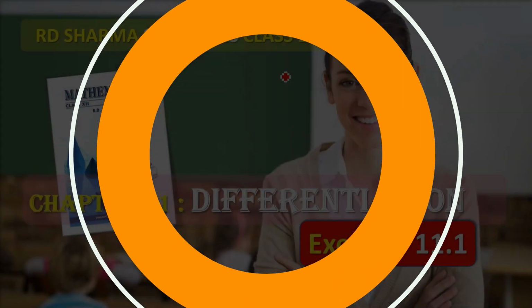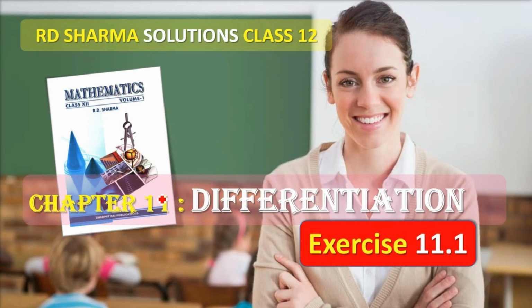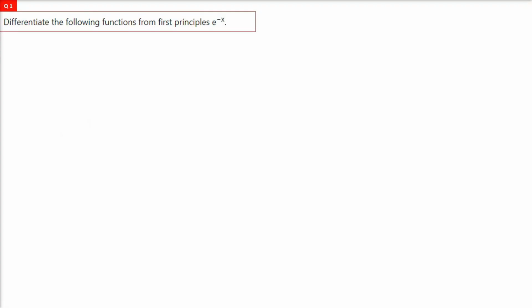This is R.D. Sharma solution, class 12, chapter 11, Differentiation. We are taking exercise 11.1. Differentiate the following functions from first principles: e to the power minus x.